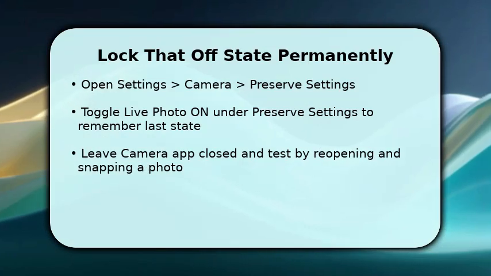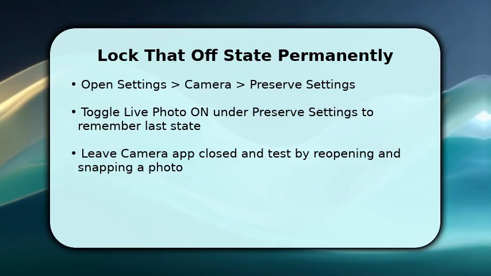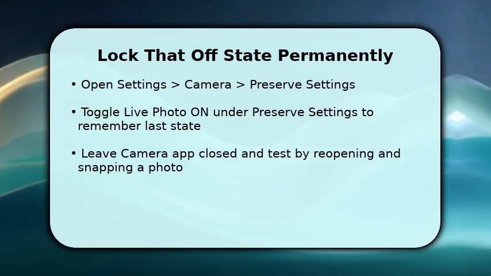Next, go to Settings, then Camera, then Preserve Settings. Toggle the Live Photo Preserve switch on so the camera app keeps the last used mode. This is how you make off persistent.